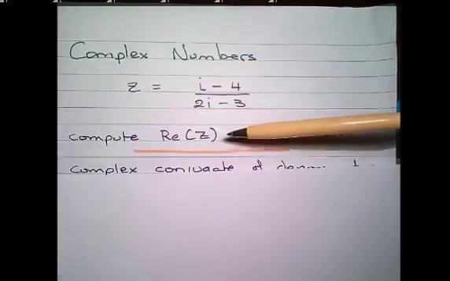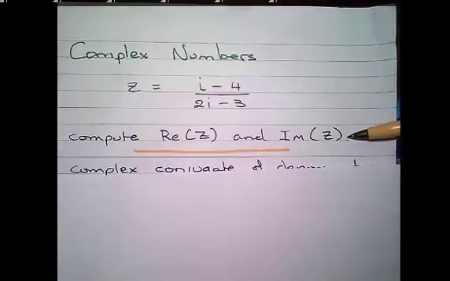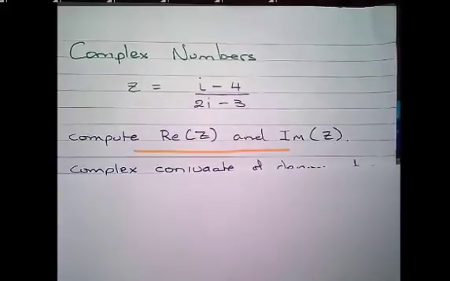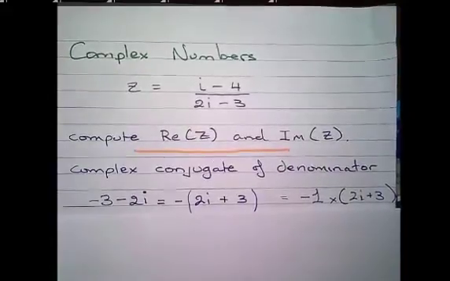So what we're asked to do here is compute the real part of z, or Re(z), and the imaginary part of z, or Im(z). Okay, so this is something very similar to what I've done before in my first video. Now, I'm just going to shake things up slightly. So what we're going to do here is look at the complex conjugate of the denominator. Okay, now I'm just going to slightly shake things up here.